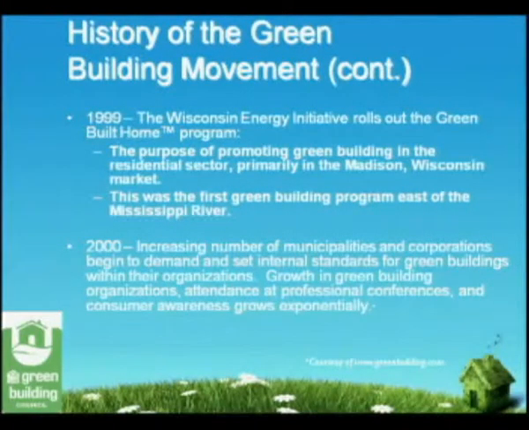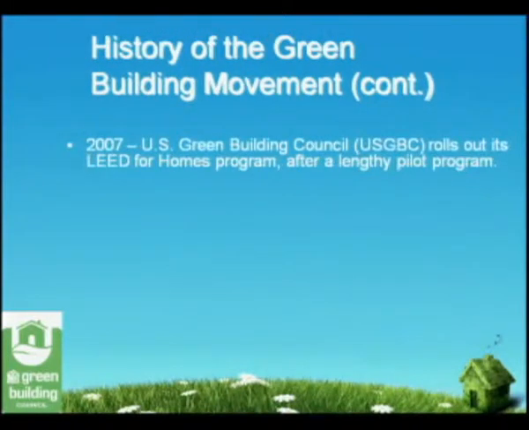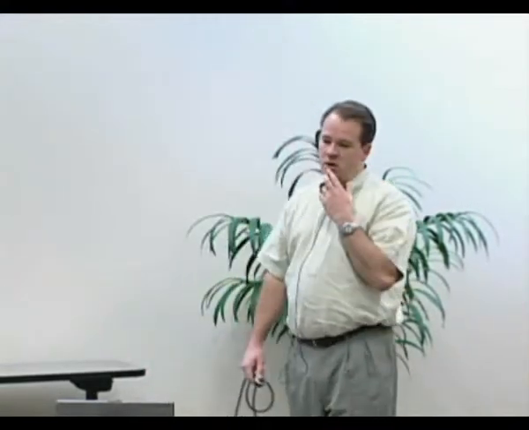In 2000, an increasing number of municipalities and corporations began to demand more green building initiatives and started setting standards within their organization for bringing green components into buildings and into design processes. In 2007, the U.S. Green Building Council, USGBC, rolls out the LEED for Homes program. Now, LEED's been around for quite some time, but this was their first rollout of their home program. A lot of what LEED has been doing has been in the commercial sector, government sector, the larger buildings. But now they finally roll out a home program.